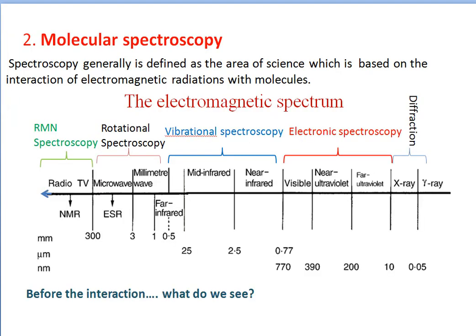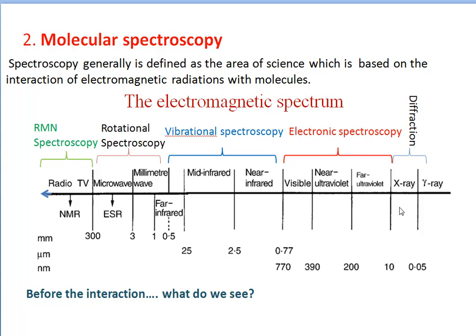Let's start with molecular spectroscopy. It is well known that spectroscopy is defined as the area of science which is based on the interaction of electromagnetic radiations with molecules. Here we can see the electromagnetic spectrum. The spectrum is divided into several parts. In each wavelength region, we can define a technique.